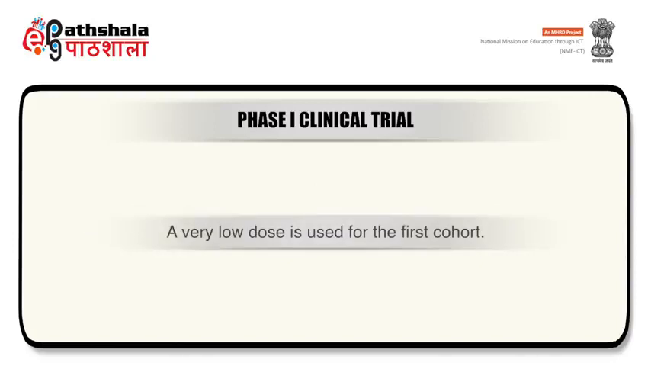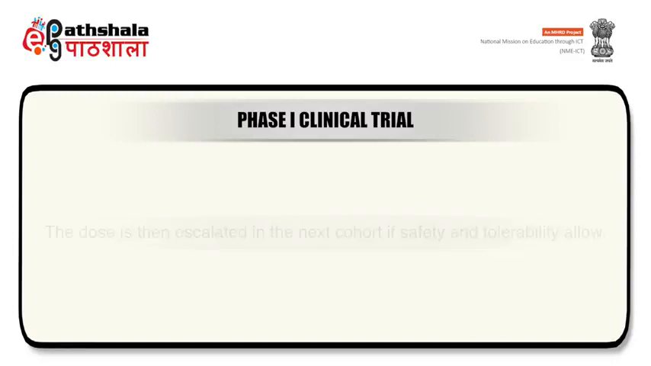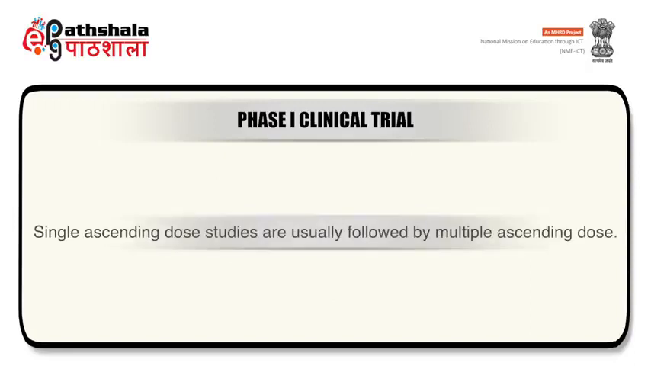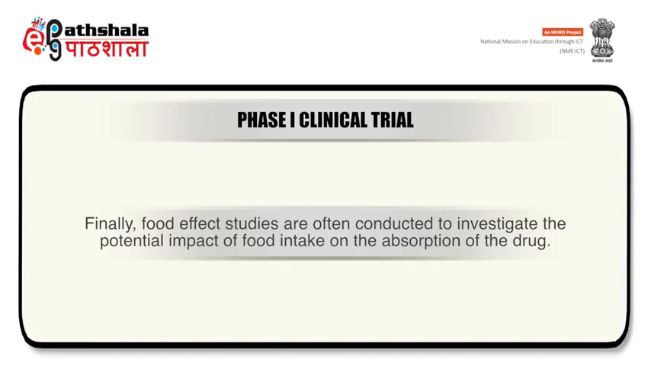A very low dose is used for the first cohort. The dose is then escalated in the next cohort if safety and tolerability allow. Dose escalation is stopped when maximum tolerability is reached. Single ascending dose studies are usually followed by multiple ascending dose studies. While safety and tolerability are still important endpoints, the multiple dose setting often allows first investigations of the pharmacokinetics in addition to the pharmacodynamic effects. Finally, food effect studies are often conducted to investigate the potential impact of food intake on the absorption of the drug.